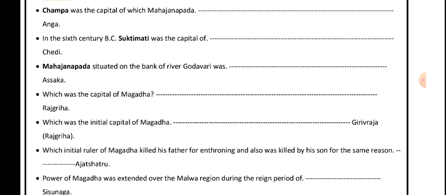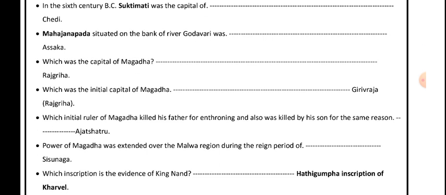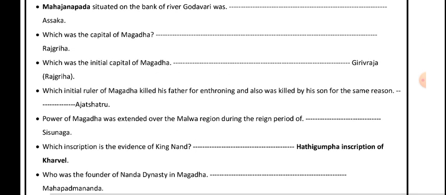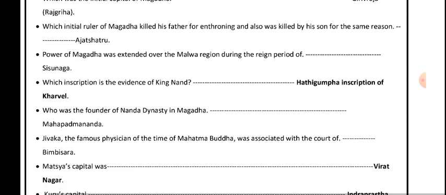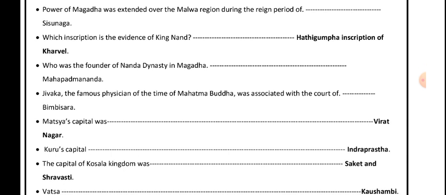Champa was the capital of the Anga Mahajanapada. In the 6th century BC, Suktimati was the capital of Chedi. The Mahajanapada situated on the bank of the Godavari was Assaka. Rajgriha was the initial capital of Magadha. Which initial ruler of Magadha killed his father for enthroning himself and was also killed by his son for the same reason? Ajatashatru. The power of Magadha was extended over the Malwa region during the reign of Shishunaga.